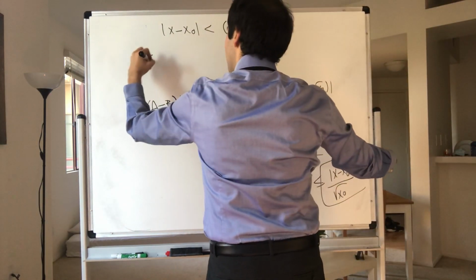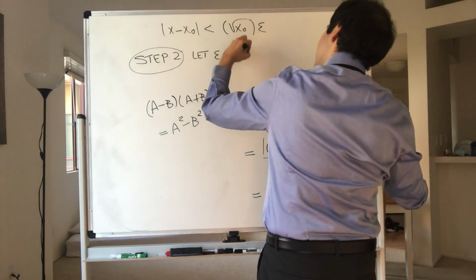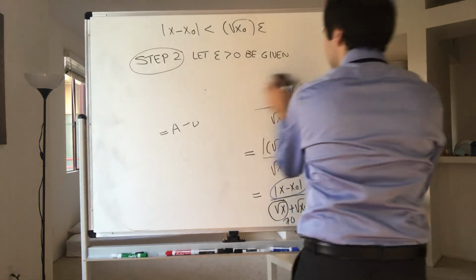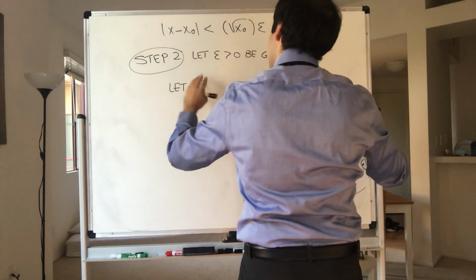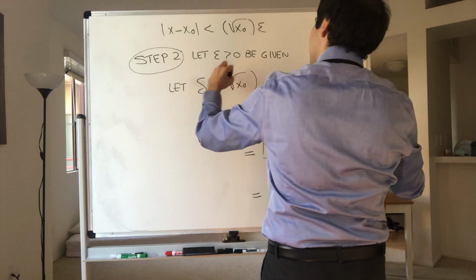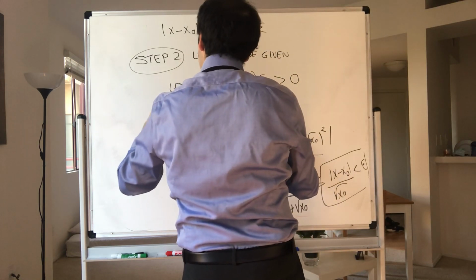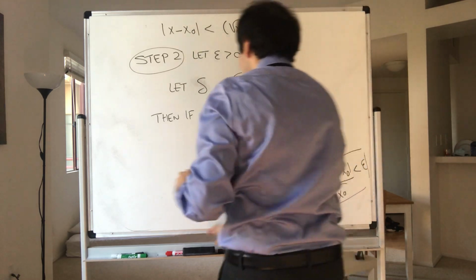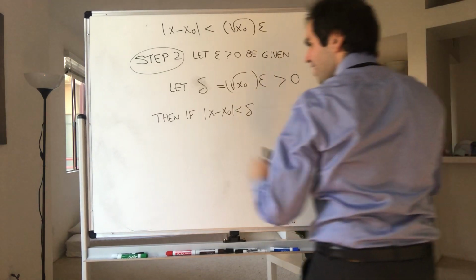So now our actual proof: let epsilon be given, and then let delta be square root of x naught times epsilon, which again is positive. Then if |x minus x naught| is less than delta, then, well, we did all the work already.